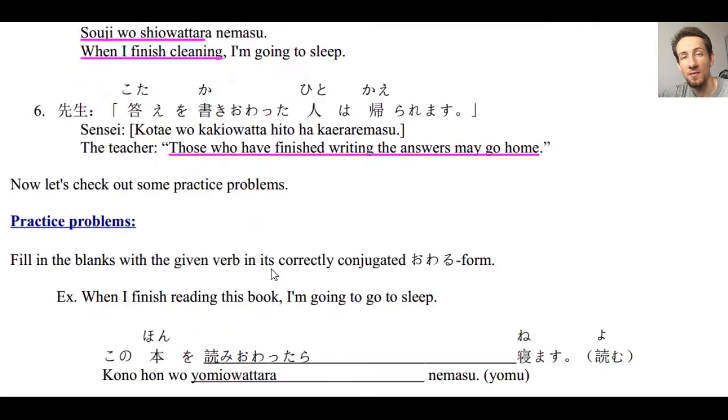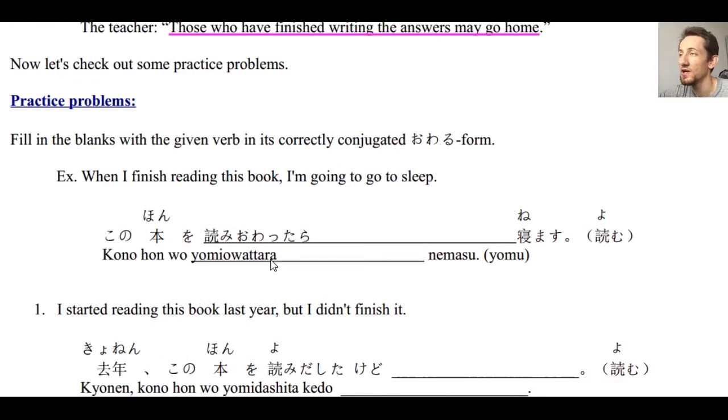So now we're going to look at some practice problems. Very, very straightforward. We're just going to fill in the blanks with the given verb in parentheses at the end and add owaru to translate this English sentence into Japanese. For example, "When I finish reading this book, I'm going to go to sleep." So we have 読む. この本を読み終わったら寝ます. We have to conjugate 読み終わる to the conditional form. When I finish reading, 読み終わったら寝ます.